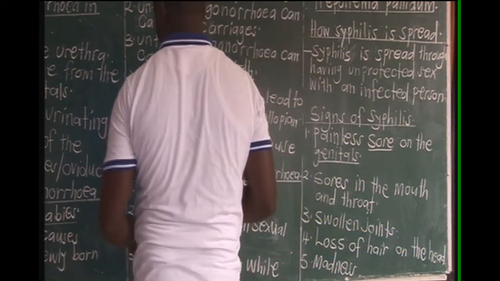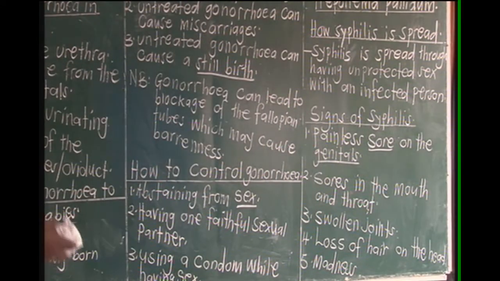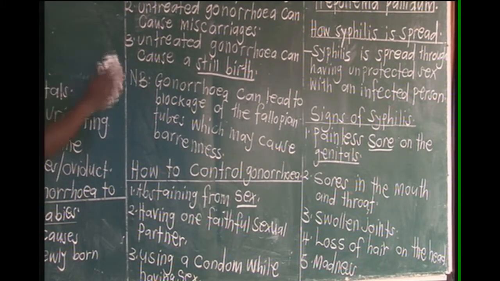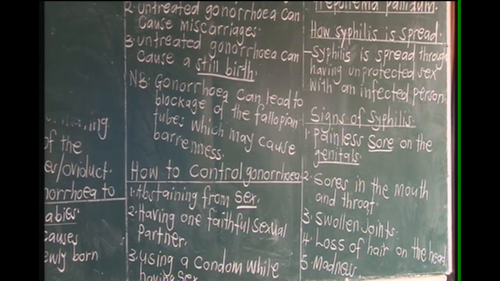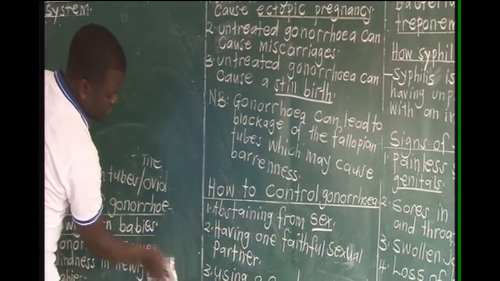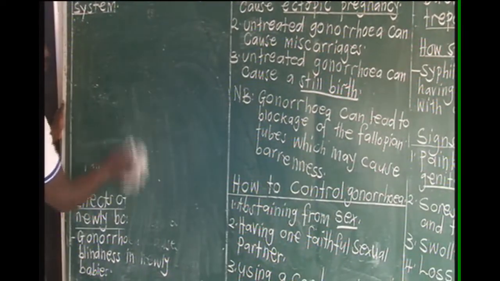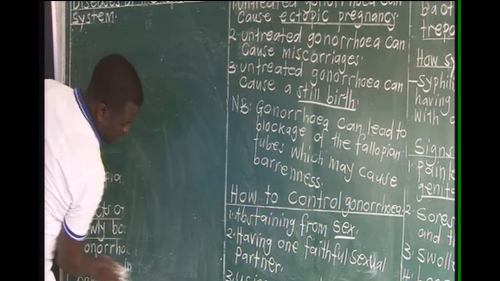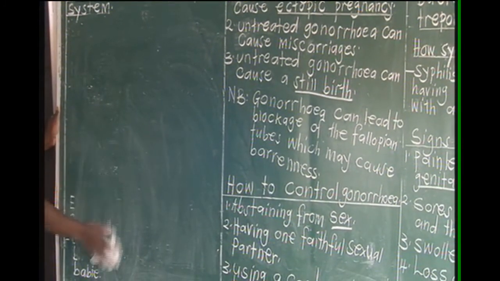It doesn't mean that every person who is mad has syphilis. But madness is a sign of syphilis. If you stay with untreated syphilis for a period of 20 years without treatment, then you can run mad. And that one is irreversible.